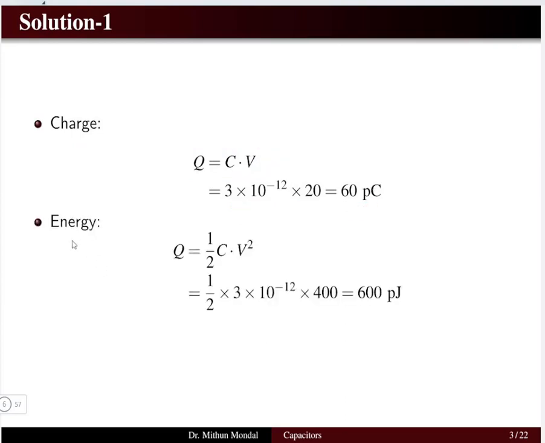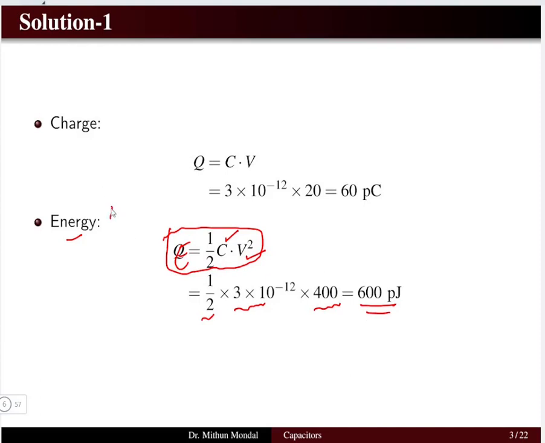Then we need to determine the energy. Energy stored in the capacitor is half CV square. Now we have been given the voltage and we were given the capacitance value. So what is the energy which is stored in the capacitor? Energy stored in the capacitor is half, capacitance is 3 picofarad, and the square of the voltage, that is 400. So energy is equal to 600 picojoule.